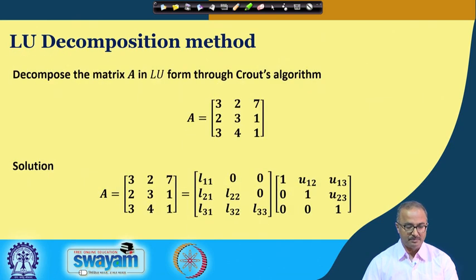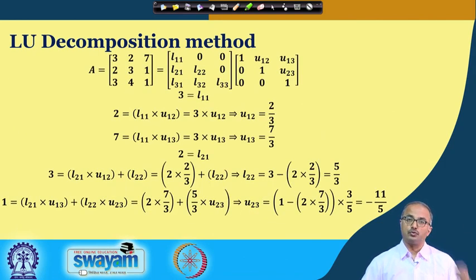Now we take this example problem. This is the A matrix given to us, and this is how we are going to decompose this A matrix into L and U matrices with Crout's method. Here I have shown how you can get the values of all the elements of the lower triangular and the upper triangular matrices. Okay, so you can go one by one.